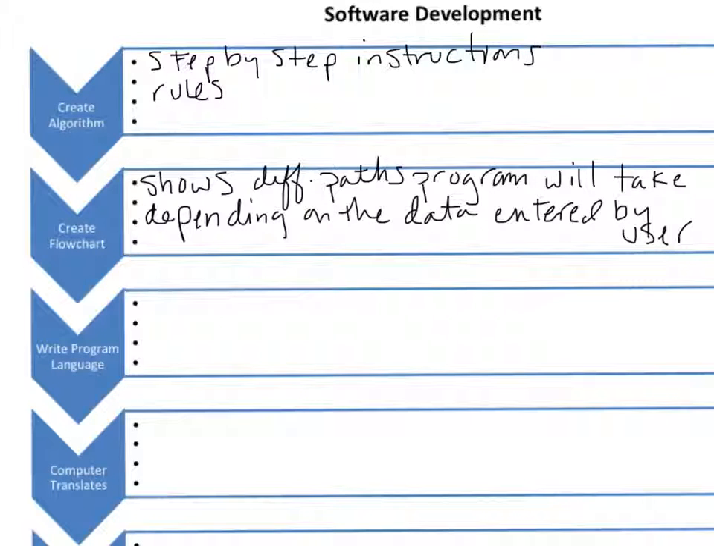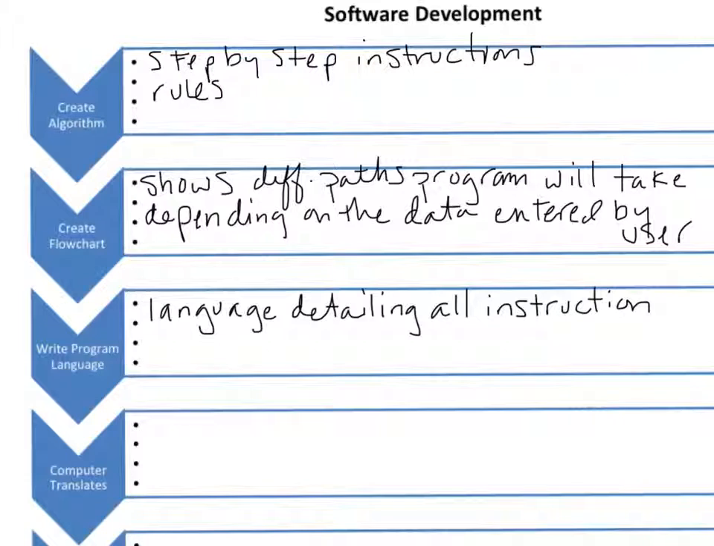All right, so now that they've got their steps written in their algorithm and they've got their flow chart all laid out and they feel like they've covered all their bases, now they're going to start writing their program language, okay? So this is the language detailing all of the instructions. Now, we talked about it before. What are some examples of programming languages? COBOL, Java, BASIC. Very good.